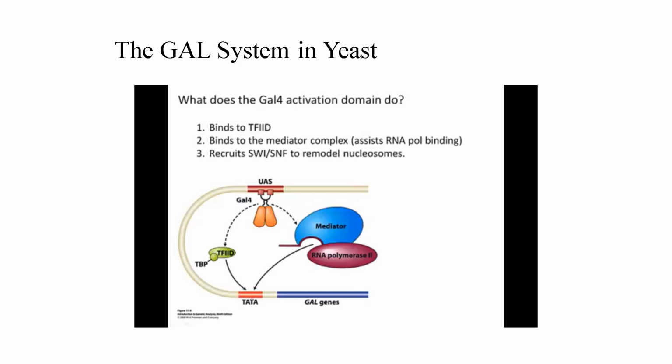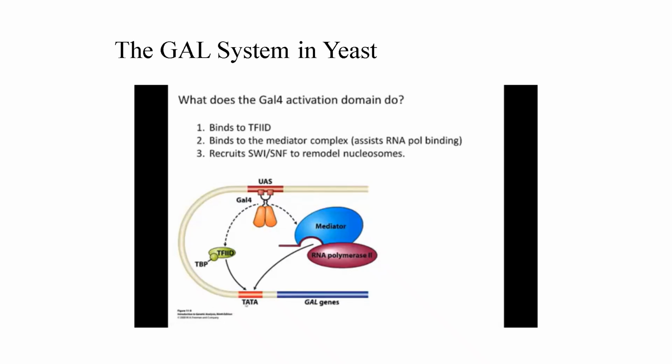Another thing that the GAL4 activation domain does is it binds to a complex of proteins called the mediator complex. Now, we haven't talked about this before, but what the mediator complex does is it binds to RNA polymerase and helps it bind onto the promoter. All right, and so those first two functions here are very similar to what happens in prokaryotes. We need to get all of those general transcription factors and the RNA polymerase bound to the promoter. The third thing is a little bit different, however.